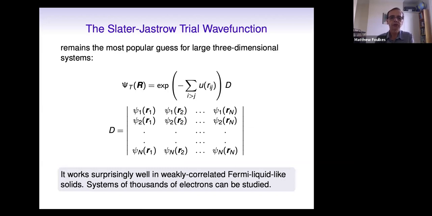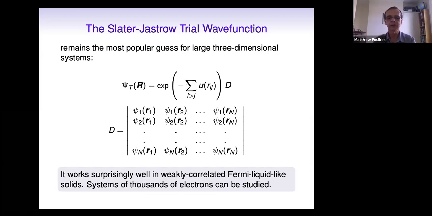The simplest kind of trial wave function you can use is what's called a Slater-Jastrow wave function. And this is being used in the vast majority of Monte Carlo simulations of solids until very recently, where you have a determinant, and you know that's not good enough because that's just Hartree-Fock theory. So you multiply it by an exponential factor of a completely symmetric function, so that doesn't mess up the anti-symmetry.